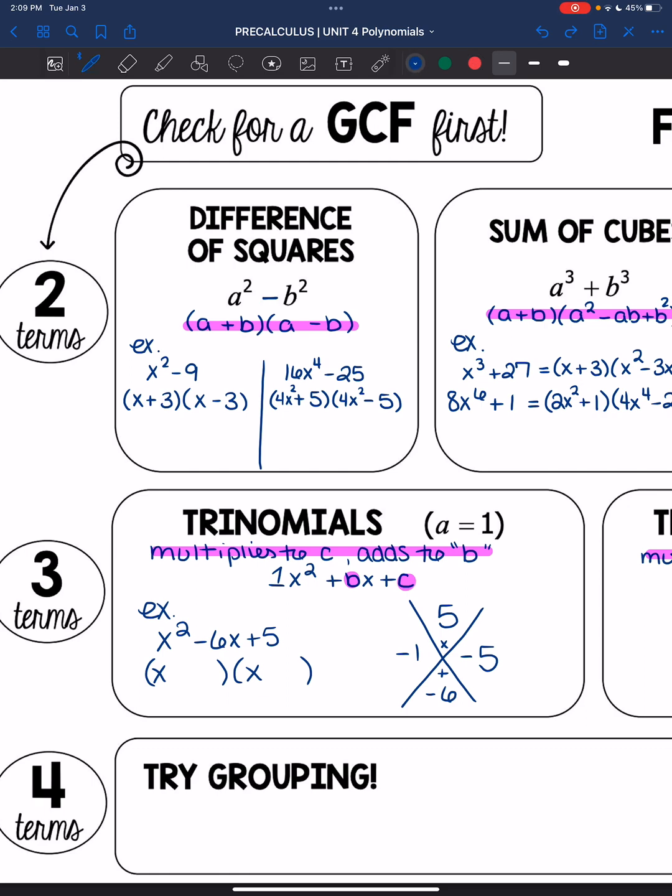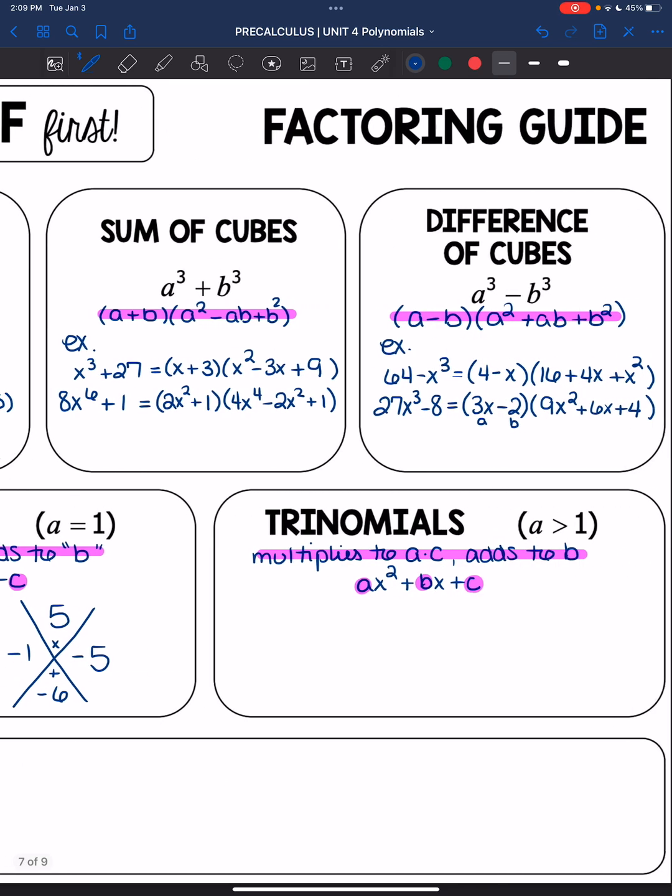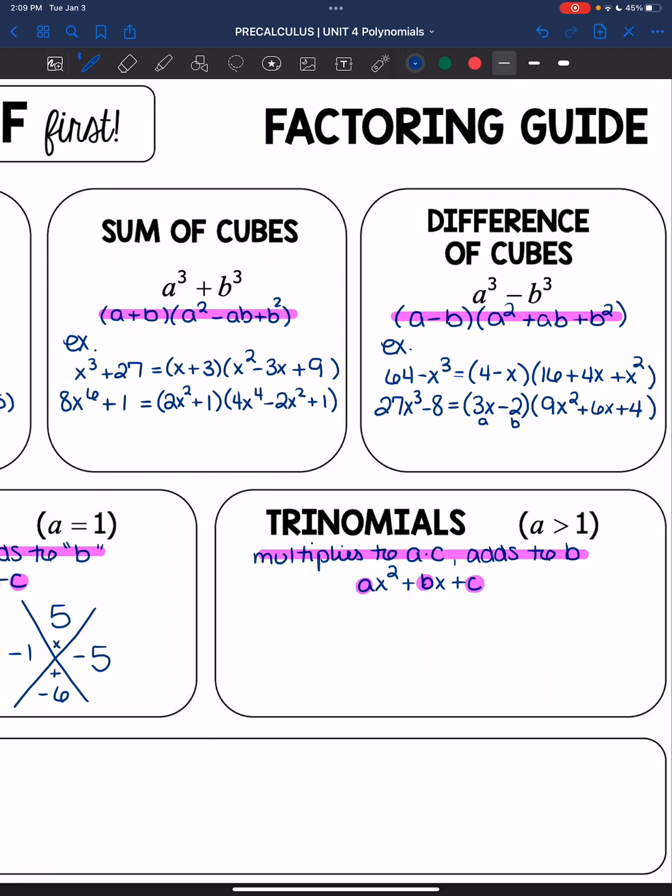I know that the number portion of these binomials is a negative 1 and a negative 5. These are the easy ones, or the faster ones, but these, when a is something other than 1, are quite similar. Look at this example. Let's say that we had 2x squared plus 15x minus 77. Okay, we use the cross again, but we say what multiplies to give me a times c.